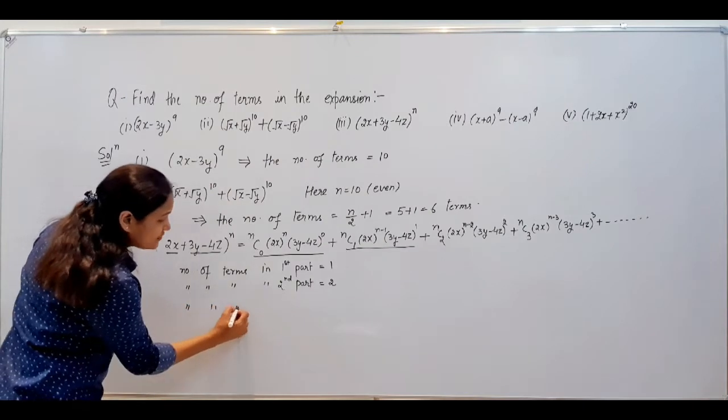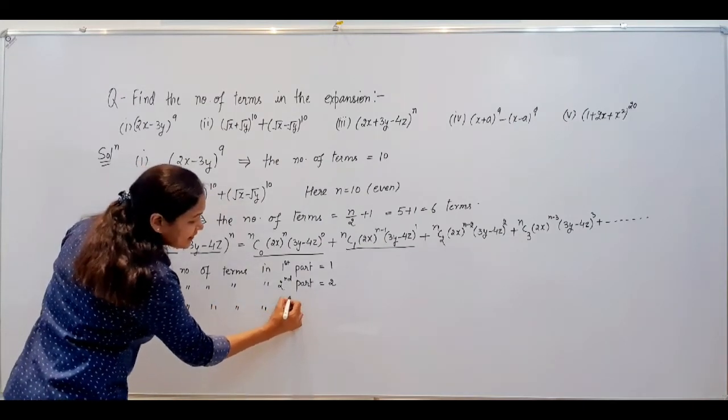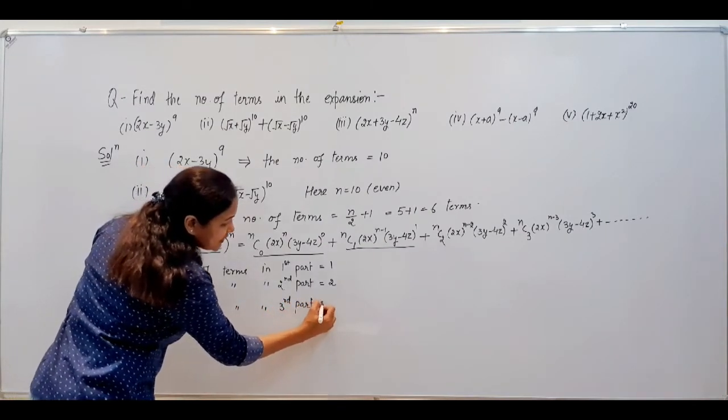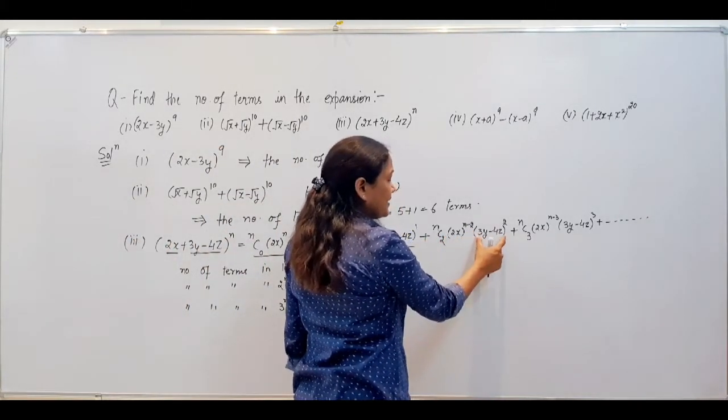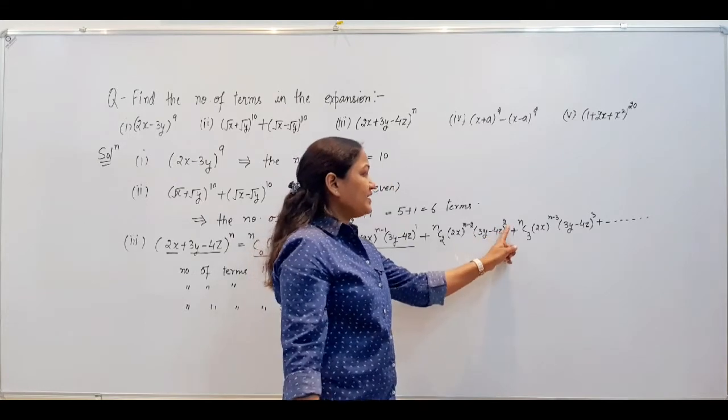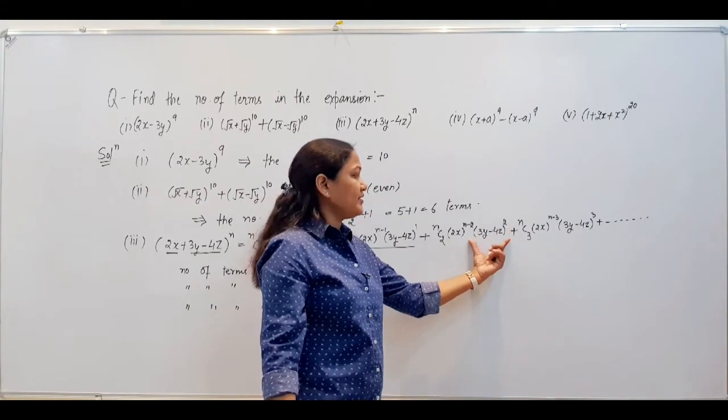And the number of terms in the third part will be, when a monomial is multiplied with, this is raised to power 2, so it will create 3 terms.